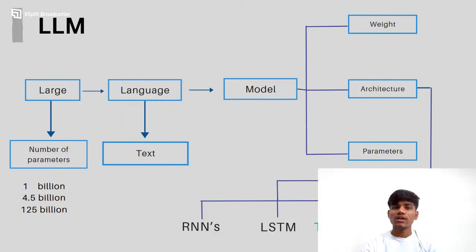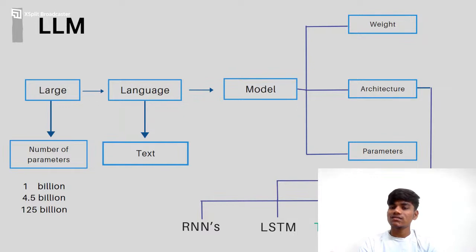So what is a model and how is it defined? A model is classified into three ways: weight, architecture, and parameters. The model is dependent on the weight. Weight doesn't mean that type of weight; it means something like KB or MB, the size. The model is dependent on the weight.